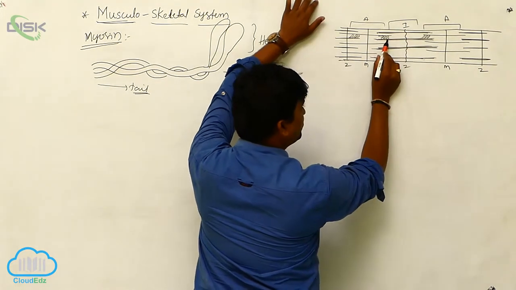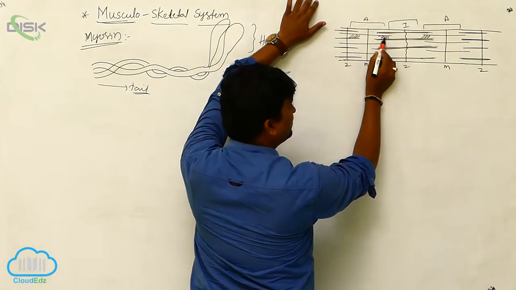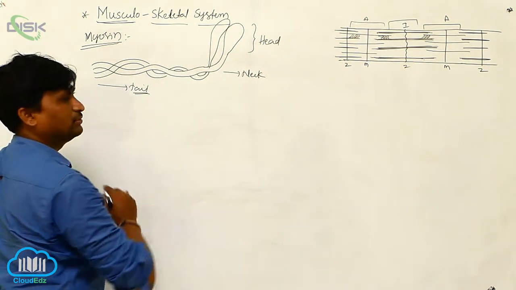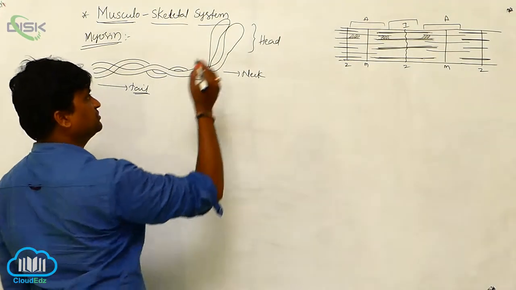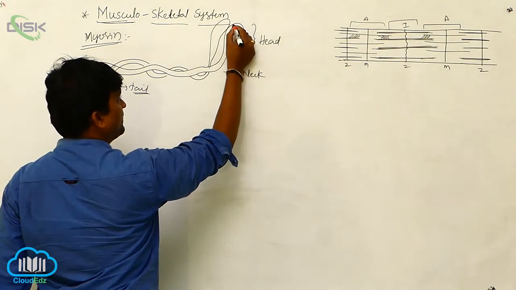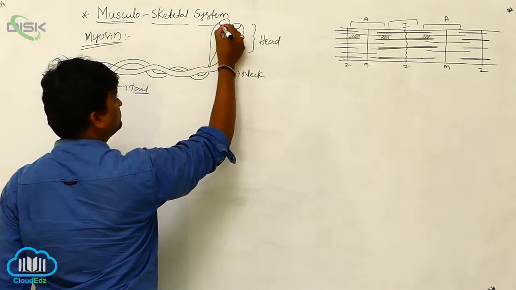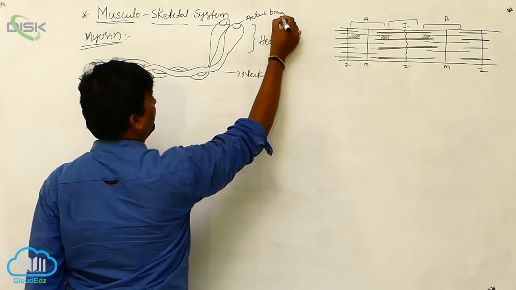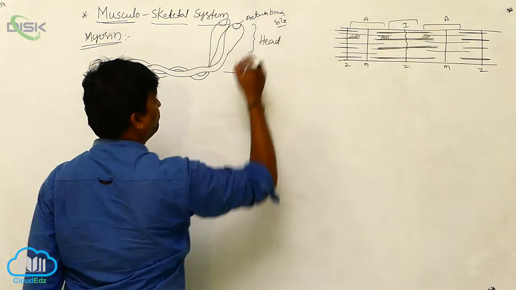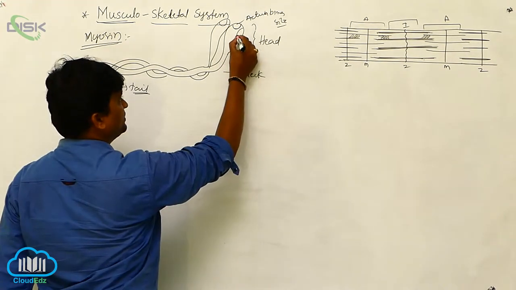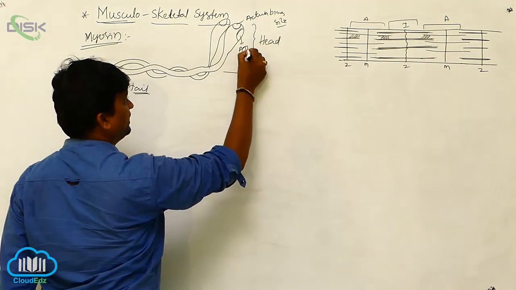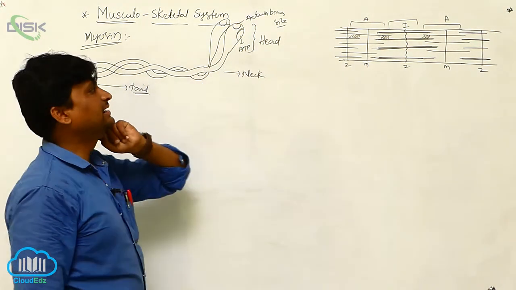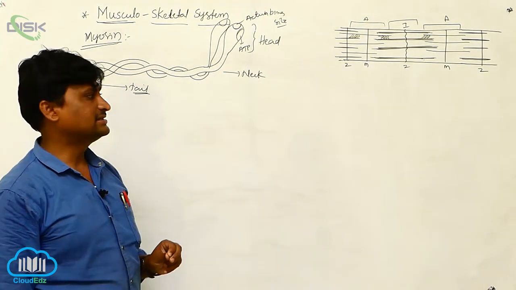Like that, the myosin filament attaches to the actin filaments, and the myosin heads are projected towards them. The myosin has head, neck and tail parts. The head consists of two centers. One is the actin binding center, the actin binding site. The second one is the ATP binding center, the ATP binding site. There are two active centers out there: the actin binding center and the ATP binding center.